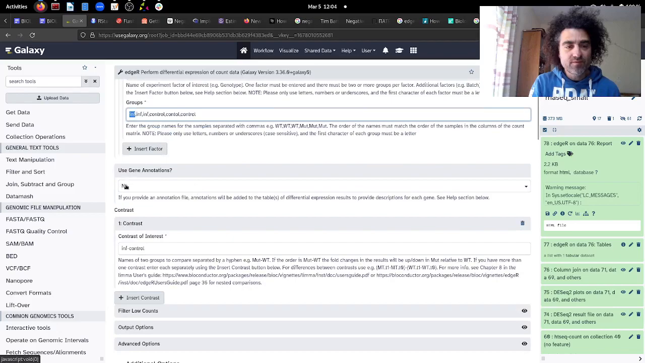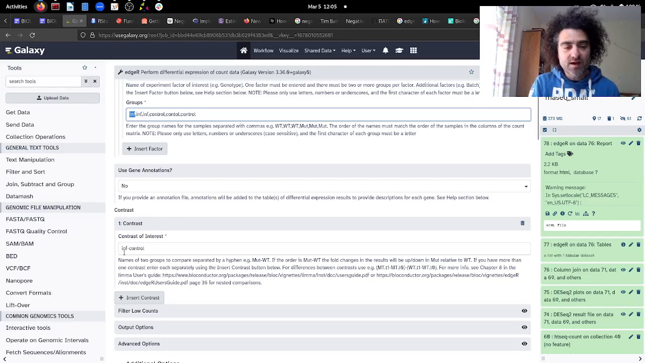Okay, I don't have gene annotations, and regarding these levels here, what I want to test is if there is a difference between infection and control. In other words, if the mean expression level of infected minus control is different than 0, and that's why I put it in this way, inf minus control. The order here does not really matter, but it matters later on the interpretation of the results.